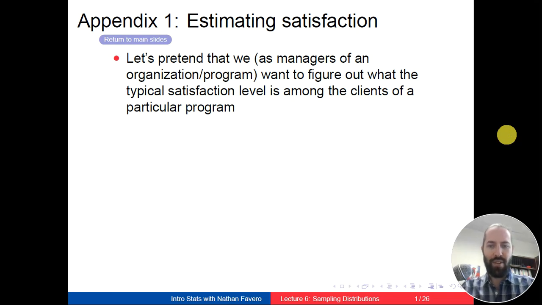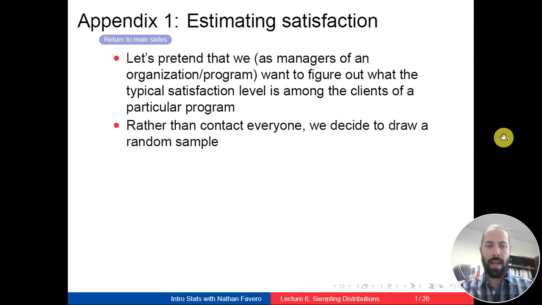All right, let's go over an example of trying to estimate something and go through these concepts of sampling distributions and standard errors in a more tangible context. Suppose that I'm a manager of an organization and I want to estimate the typical satisfaction level among my clients. I don't want to contact all of my clients; that's going to be too time-consuming and expensive. So instead, I decide to draw a random sample of clients of my organization and then poll them.